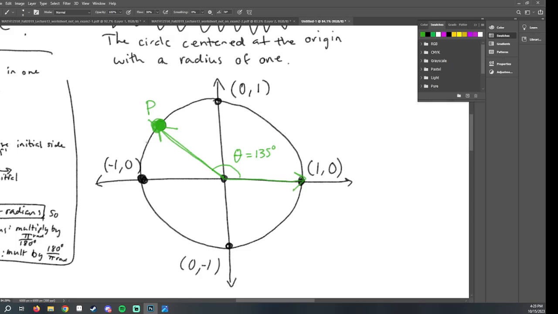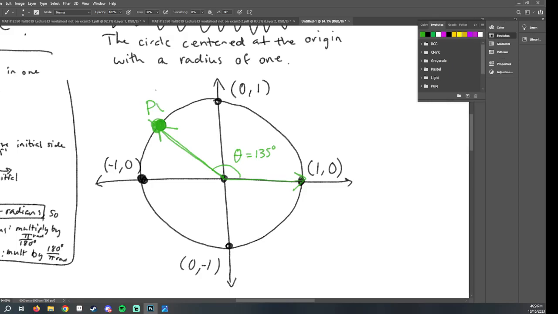Why do we care about this? Well, because it turns out that this is enough to talk about the coordinates of P, right? There's some x and y value here that corresponds with this point P. And a big question of trigonometry is, what are those? What's the relationship between this angle theta and the coordinates of the point P it makes on the unit circle?